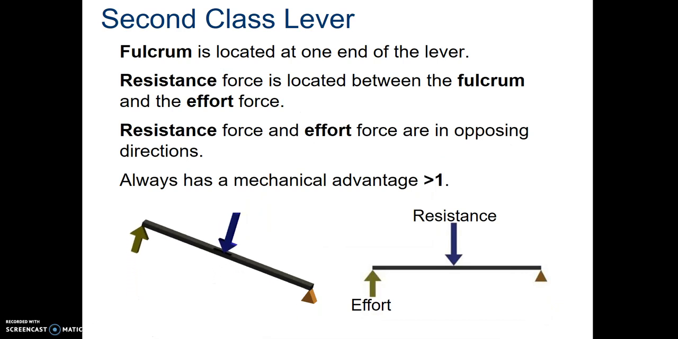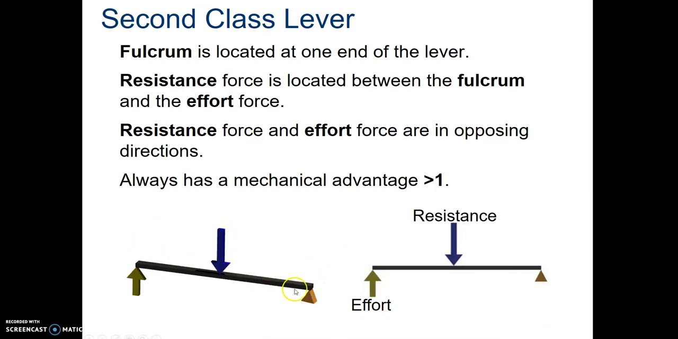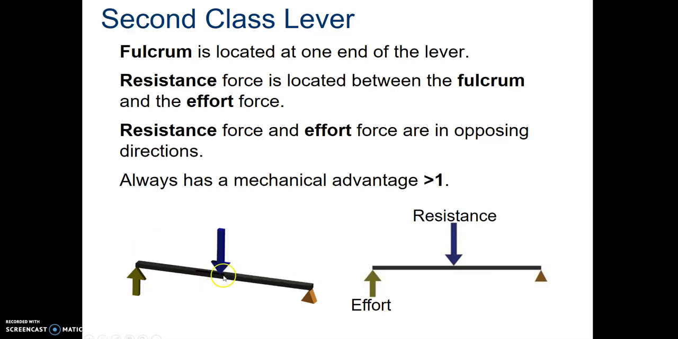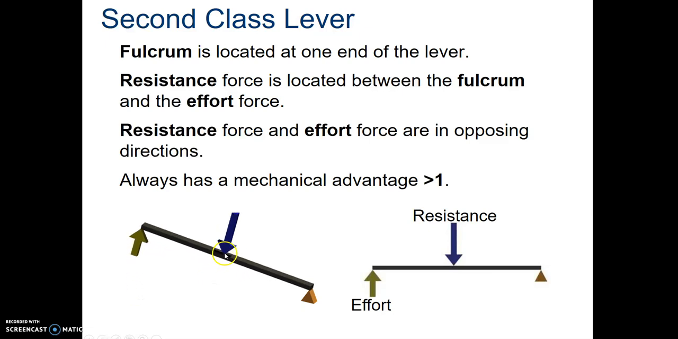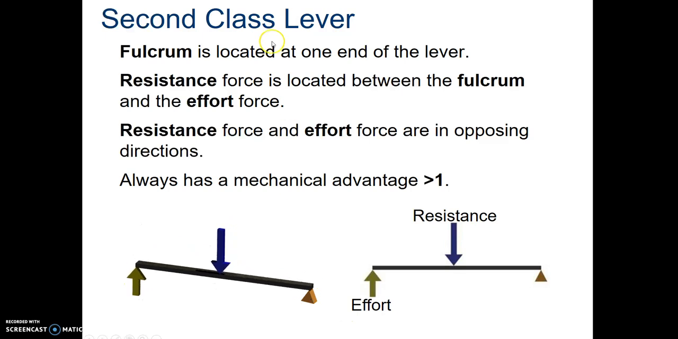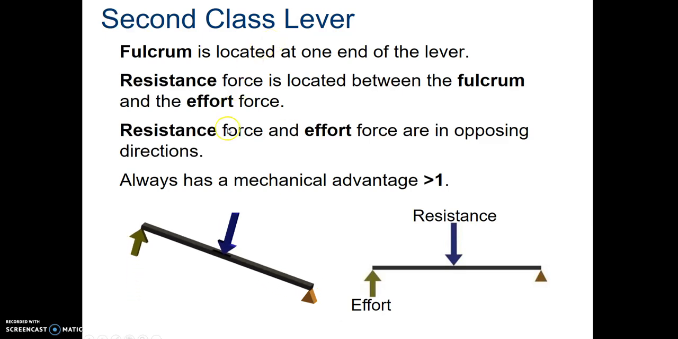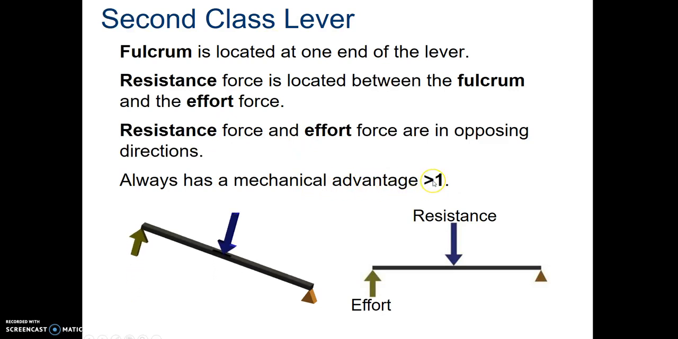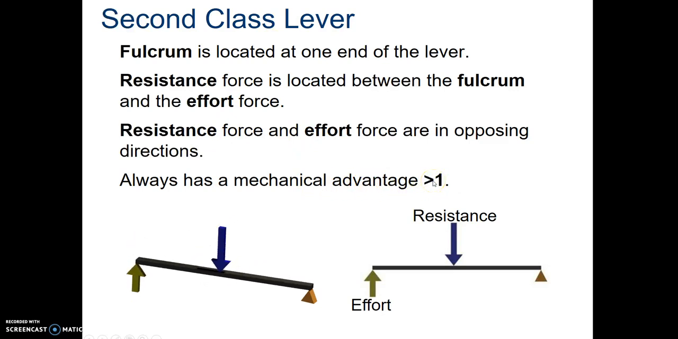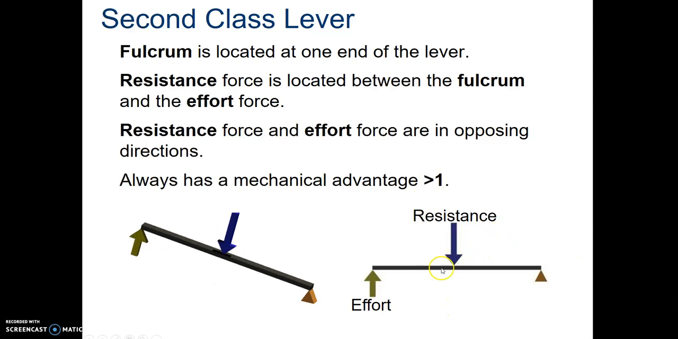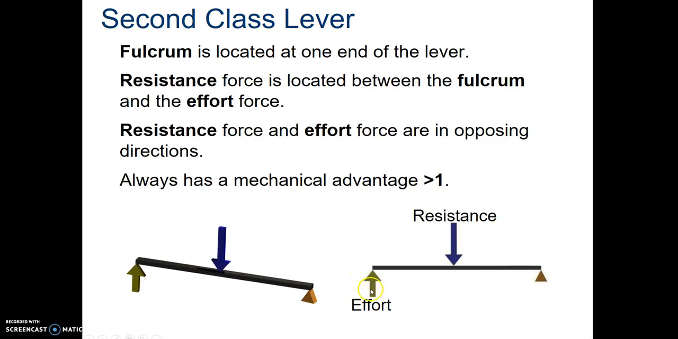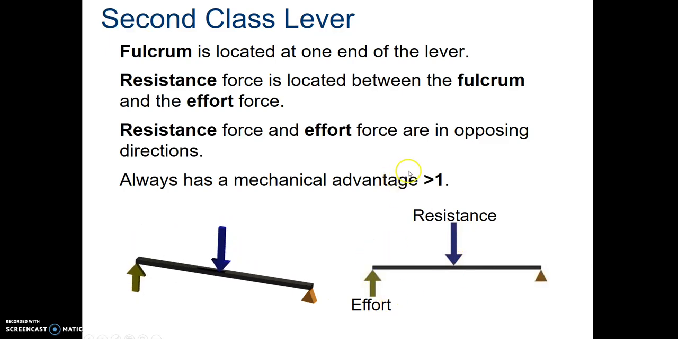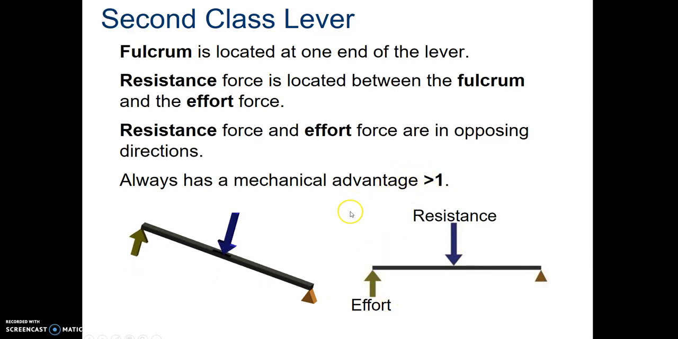Second class lever. A second class lever has the fulcrum at the end, with the resistance between the effort and the fulcrum. So what do we know about a second class lever? A second class lever has a mechanical advantage greater than 1. That's your wheelbarrow example. You've got 200 pounds of resistance in the middle. It takes you only 100 pounds of effort to lift that up. So therefore you've got a mechanical advantage greater than 1.